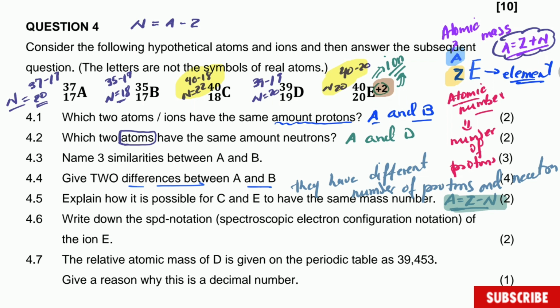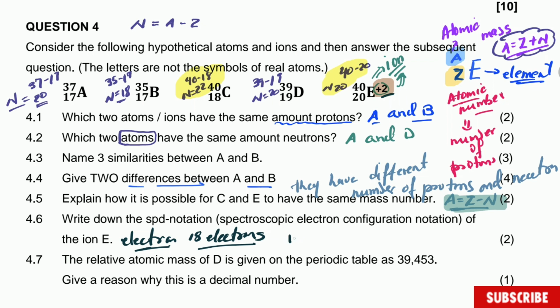Now, question 4.6. Write down the SPD notation, the spectroscopic electron configuration notation, of ion E. Now, for ion E, what do we need to know? We need to know the number of electrons. Now, ion E had 20 electrons, but this positive 2 means that it gave away 2. So ion E will now have 18 electrons. And you need this one, otherwise you cannot do the spd notation.